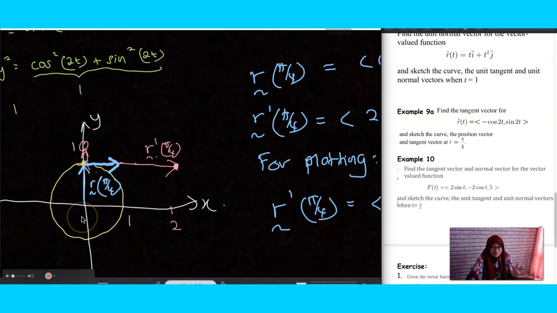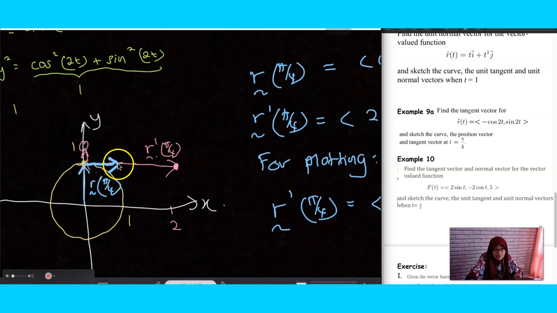Last time, before we learned about the tangent vector or unit tangent vector, you had to plot all the points and you could see the movement of the particle. But now, without that particular step, you can also know the direction by finding the tangent vector or unit tangent vector.